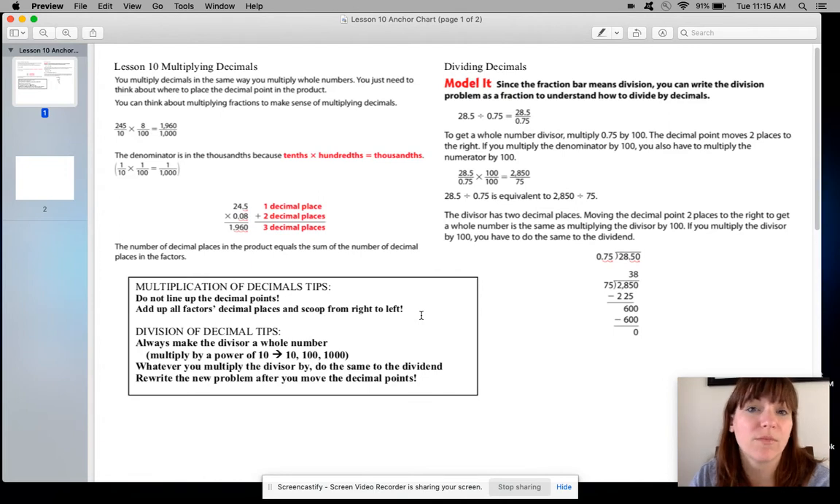With division, remember to always make your divisor into a whole number by multiplying by a power of 10 or 100 or 1,000, depending on the numbers. Whatever you multiply to the divisor, do the same to the dividend. And you need to remember to rewrite your new problem after you've moved the decimal point. And remember to drag it up into the quotient first.